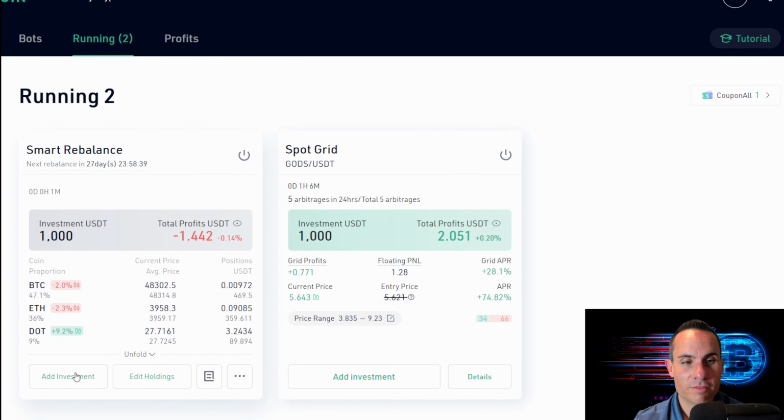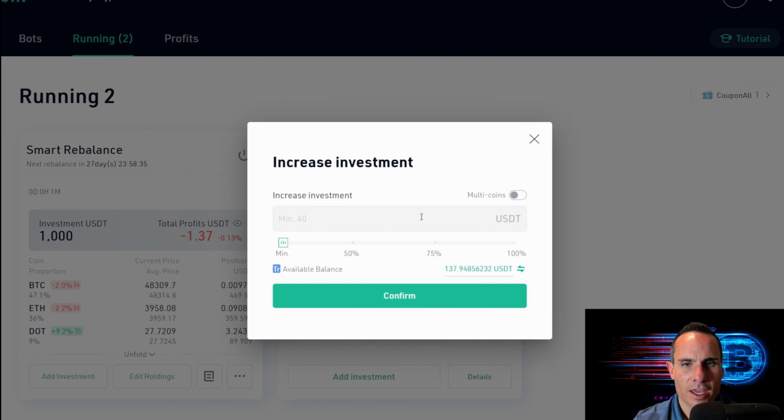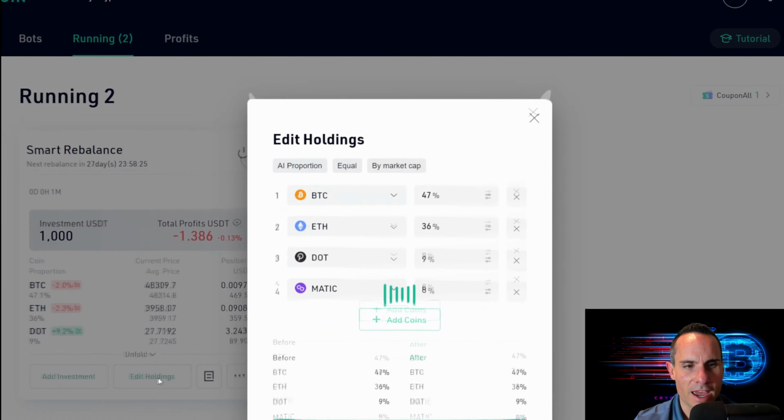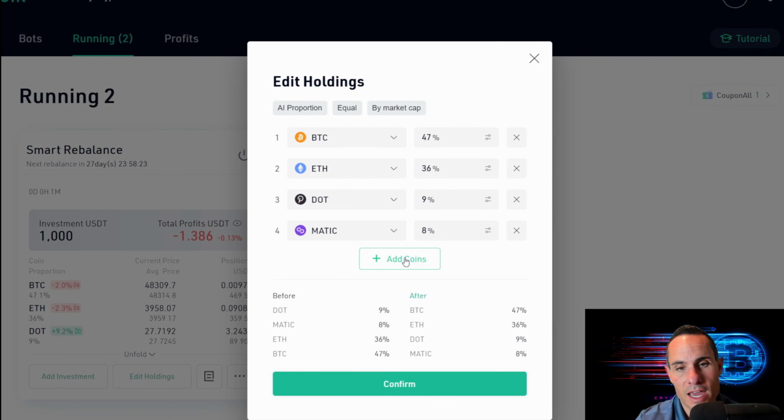Should you want to add more investment to this on a regular basis, you can just simply click on Add Investment, and you can put the amount in USDT that you would like to transfer in. It's going to rebalance the portfolio and automatically get things going for you. You can also come in here after the fact, you can edit the holdings, and you can even add more coins. You should know that by doing this, each time you add more coins or you add an investment to it, it is going to trigger a rebalance of your portfolio.